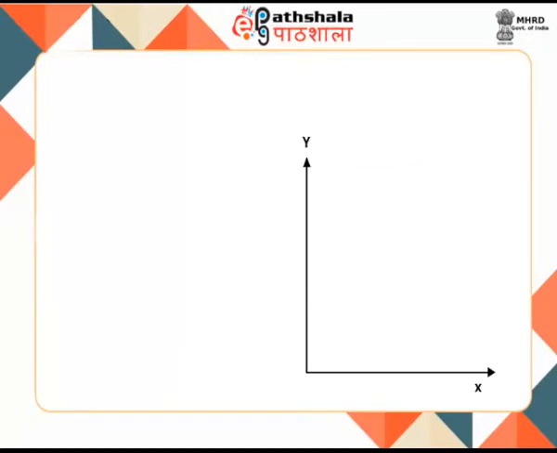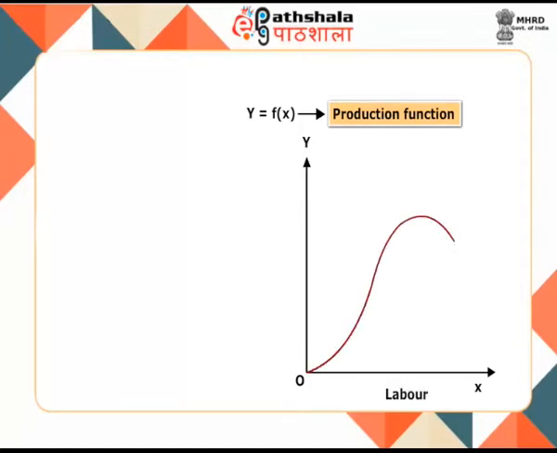As an example, assume that the function y equal to f of x denotes a production function where y denotes the level of output corresponding to the use of x units of labor. The curve of such a production function is shown in the figure. We note that output is 0 when no labor is employed, that is, y equal to 0 when x equal to 0.